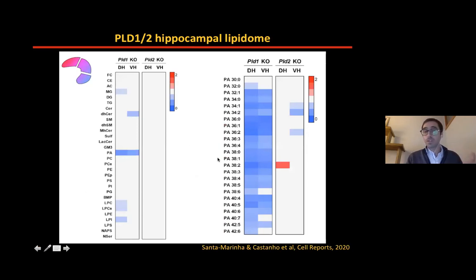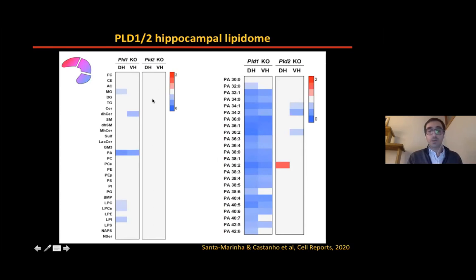Then we focused on the question that we were actually interested in, which was trying to understand the impact of the PLD pathway along this longitudinal hippocampal axis. So we measured the lipidome in these animals in both the dorsal and the ventral hippocampus, which we are representing here. And here we are representing the values relative to the littermate controls of each one, PLD1 knockouts and PLD2 knockouts.